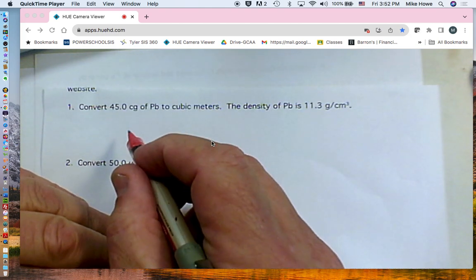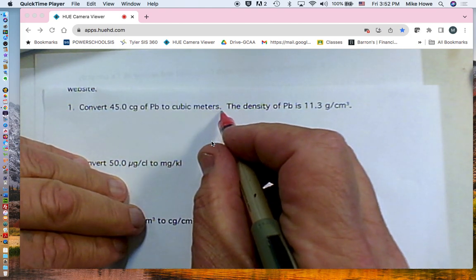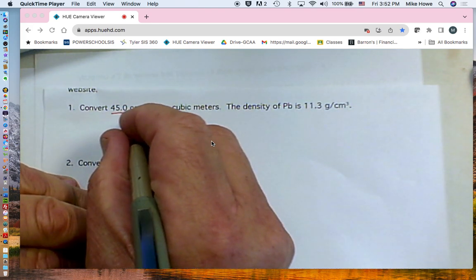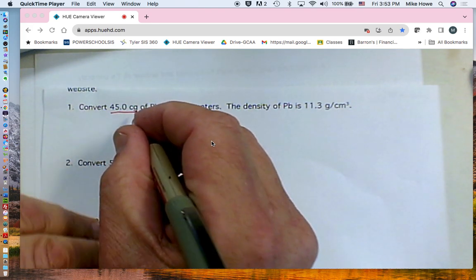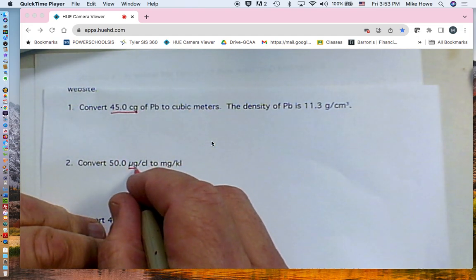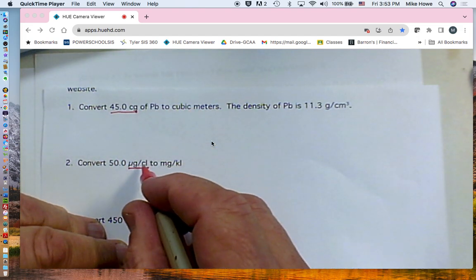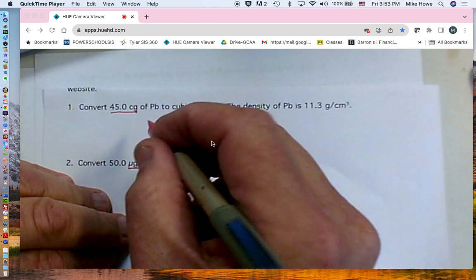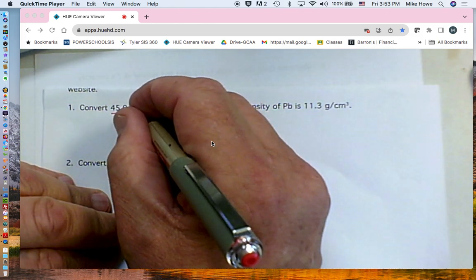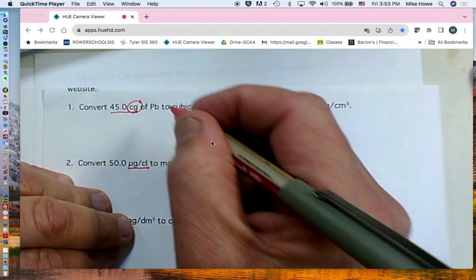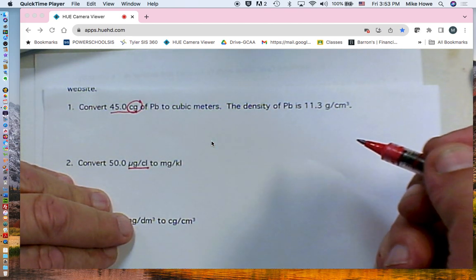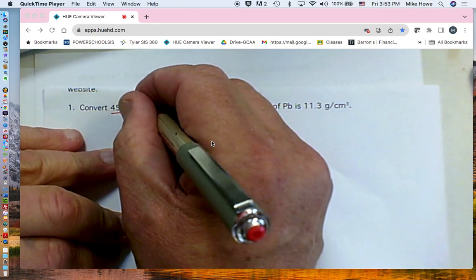So we have 45 centigrams of lead to cubic meters in the first one. When I'm thinking about these things, I look at this number, and I notice that there's no unit on the bottom, as opposed to this number in problem number 2, where there's a top and a bottom to the units. I also notice that this is measured in centigrams, and centigrams are a unit of what? So what do they measure? I'm hoping you said mass.